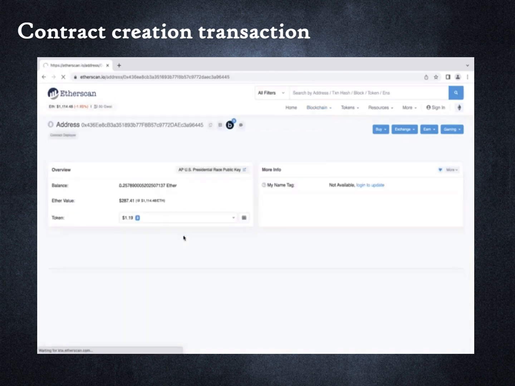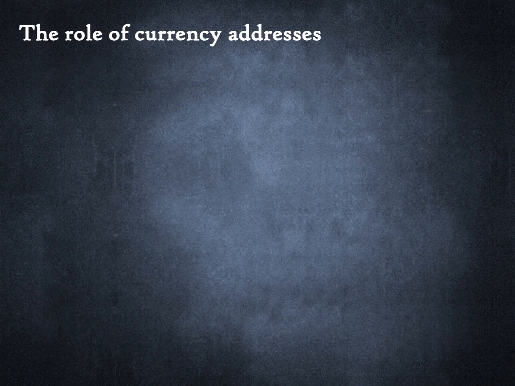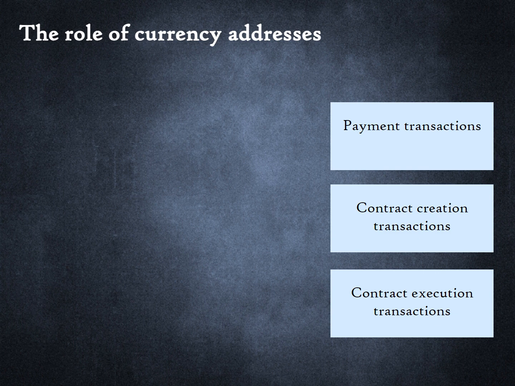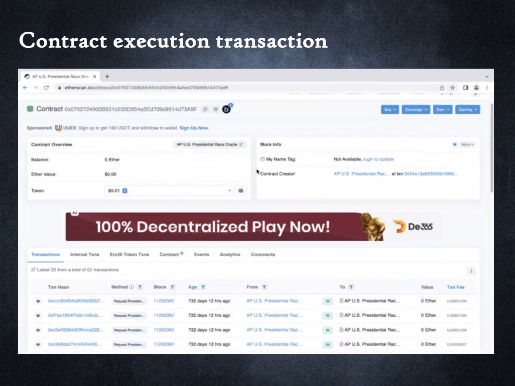Next, let us look at the source address. If we click on the source address, we can see that there is no contract tab on the source address. This is because it is a currency address. The contract creator initiated the transaction and paid the fees from this address. This brings us to an important learning about Ethereum. We know there are three types of transactions: payment transactions, contract creation transactions, contract execution transactions. Any of these three transactions can only be initiated from a currency address. We saw the transaction that triggered the creation of the smart contract.